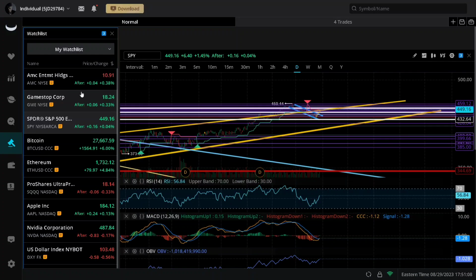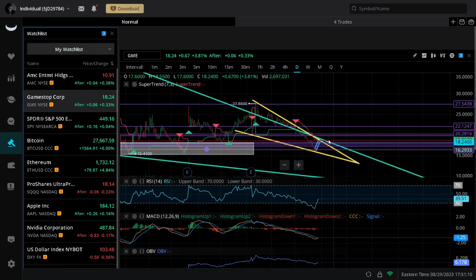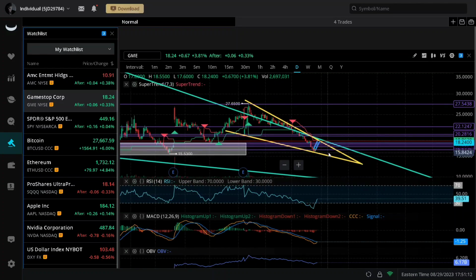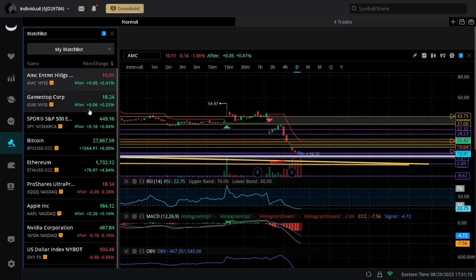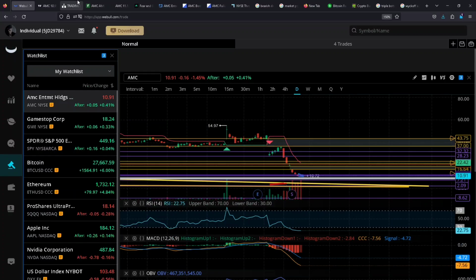So that's what I'm looking at for the overall market and GME. Again, I do think GME is going to continue to the upside. GME is a great buy, and I do think when the market starts to see downside, the meme stocks will be doing good. Let's go ahead and hop into AMC stock, and finish with AMC stock.